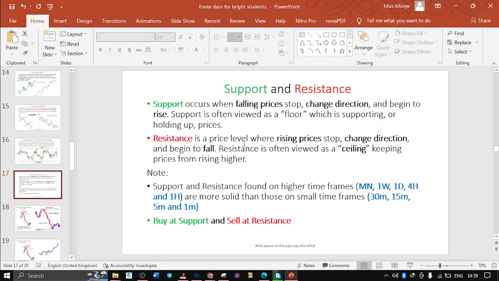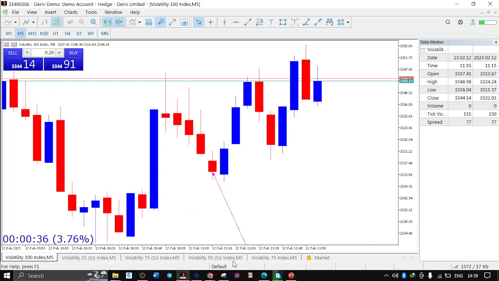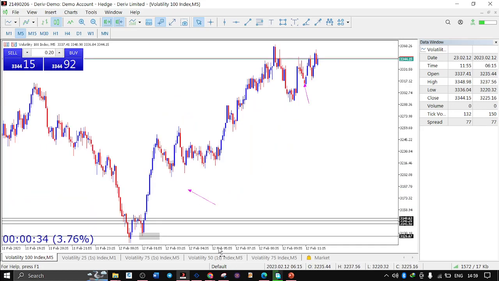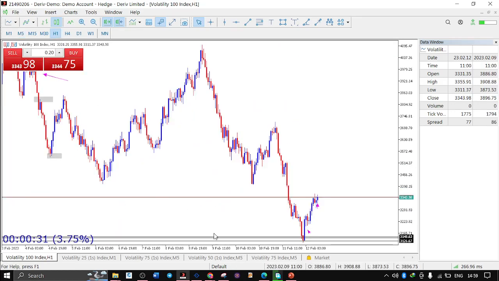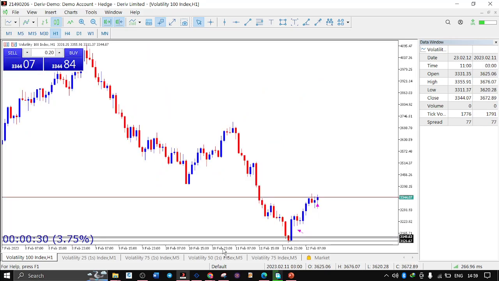So resistance is the opposite of support. It's a price level where rising prices stop, change direction, and begin to fall. Resistance is often viewed as a ceiling, keeping prices from rising higher. Take for instance this chart, with the strategy that I will be teaching you, I can say this is resistance, the ceiling.